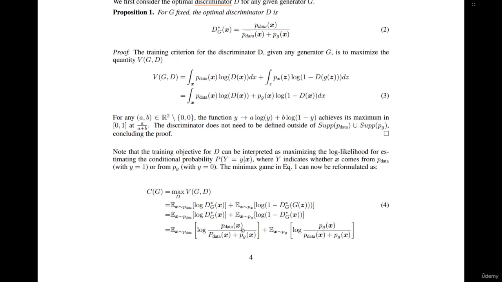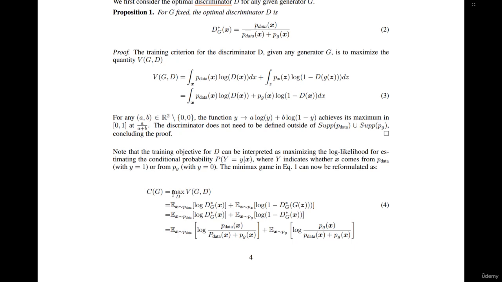Now the training objective for D can be interpreted as maximizing the log likelihood for estimating the conditional probability p of y given x, where y indicates whether x comes from p data or from pg. The minimax game in equation 1 can now be reformulated. So this is the game we're trying to solve initially.